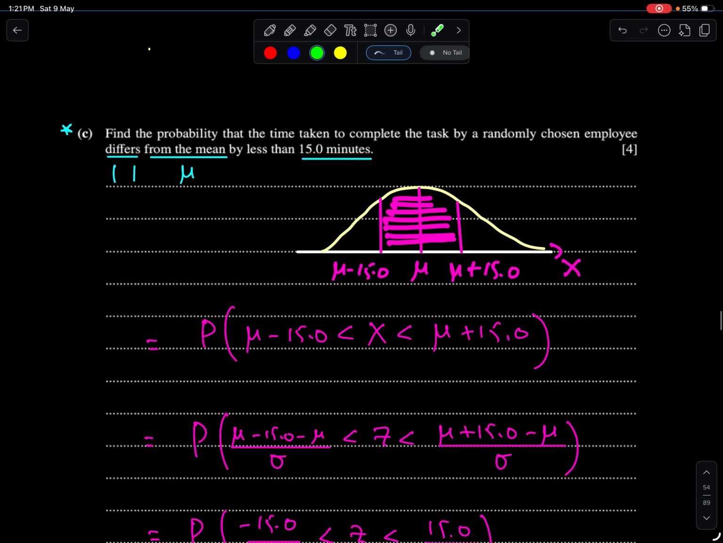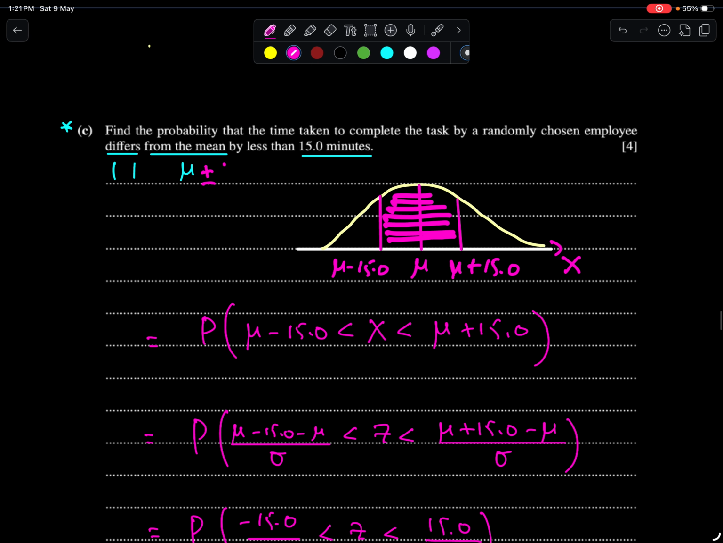A very important question. Find the probability that the time taken to complete the task by a randomly chosen employee differs from the mean by less than 15.0 minutes. So differs from the mean, that means mu plus minus 15.0. Now write this information here. See, mu is here, mu plus 15 is here, mu minus 15 is here.